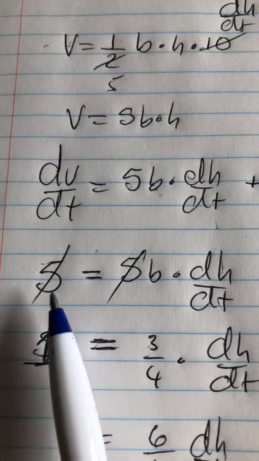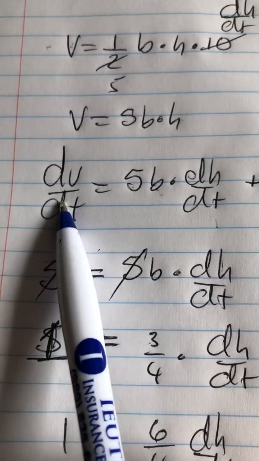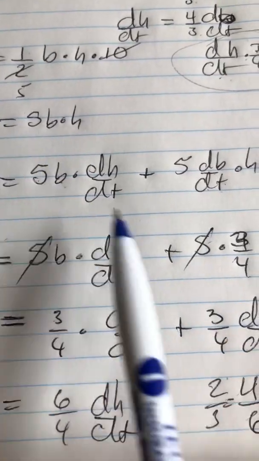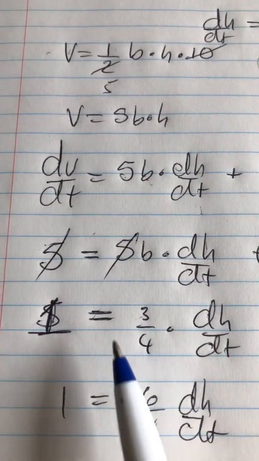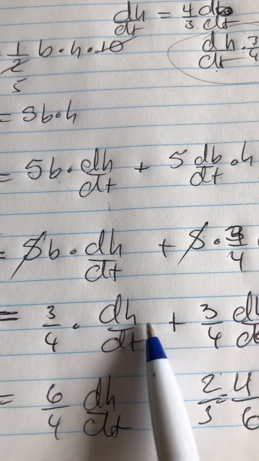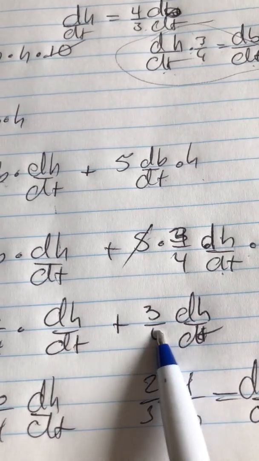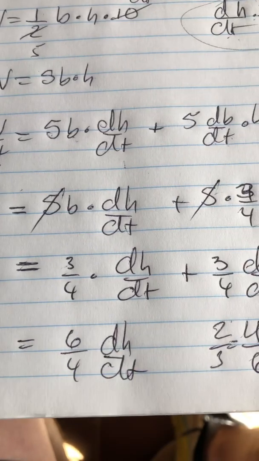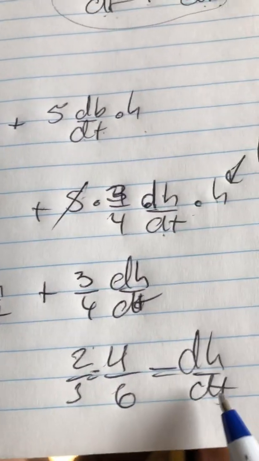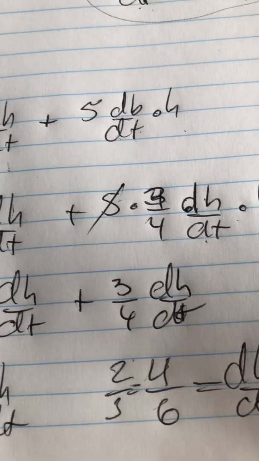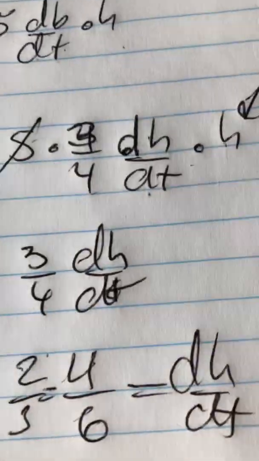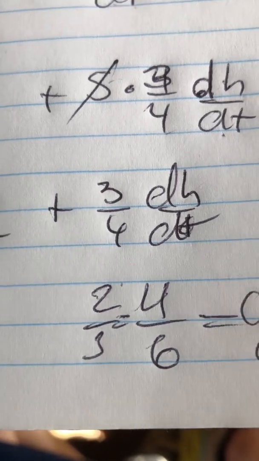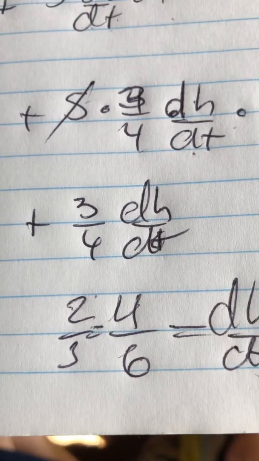The 5s. Remember, the 5 was given to us for the change in volume, and this 5 comes from the formula, as does this 5. So they cancel, and I'm left with 1 is equal to 3/4 times dh/dt plus 3/4 dh/dt, which is 1 is equal to 6/4 dh/dt, and you flip, and you get 4/6 or 2/3. And because it's a change in height, it's meters per unit of time, and that's minutes. So we have 2/3 meter per minute.